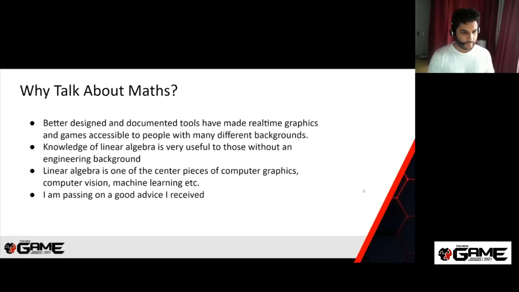I talked to a friend of mine who at the time was a senior software engineer at Facebook, and he gave me the tip to start learning linear algebra. He said linear algebra is the centerpiece of many areas of computer science, such as computer graphics, computer vision, machine learning, compression, and many other fields. I took that advice to heart and spent a year doing 1 hour a day of linear algebra. And already after a few months, I could see the transformations in me.